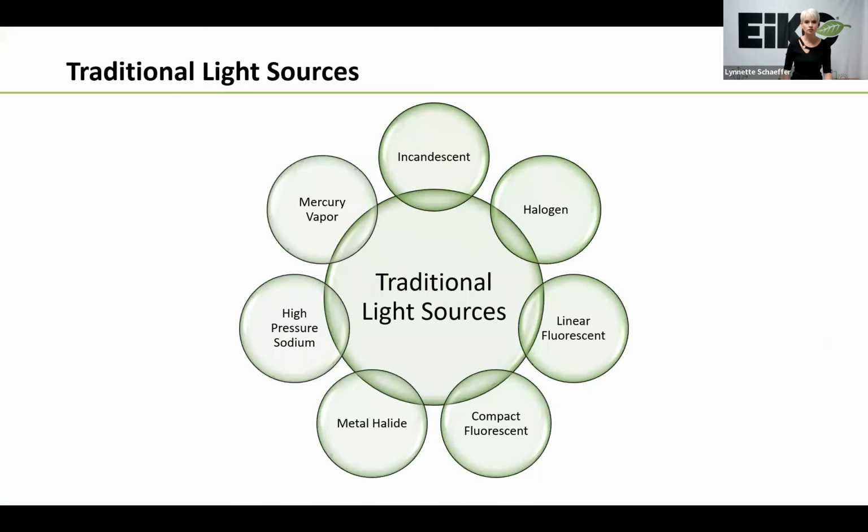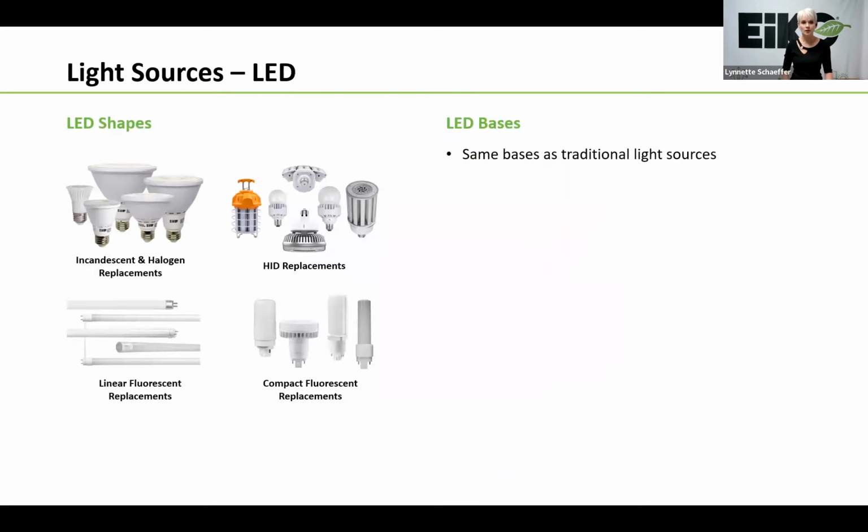So as you may recall, traditional light sources include incandescent, halogen, linear and compact fluorescent, metal halide, high pressure sodium, and mercury vapor. What's very interesting is that every single one of these light sources can now be replaced with a very feasible option that is an LED solution, and that can either be an LED lamp or an LED fixture. So an LED replacement lamp looks very much like a traditional lamp in the fact that they have similar shapes with traditional bases, but they can also be integrated into lots of LED fixtures.